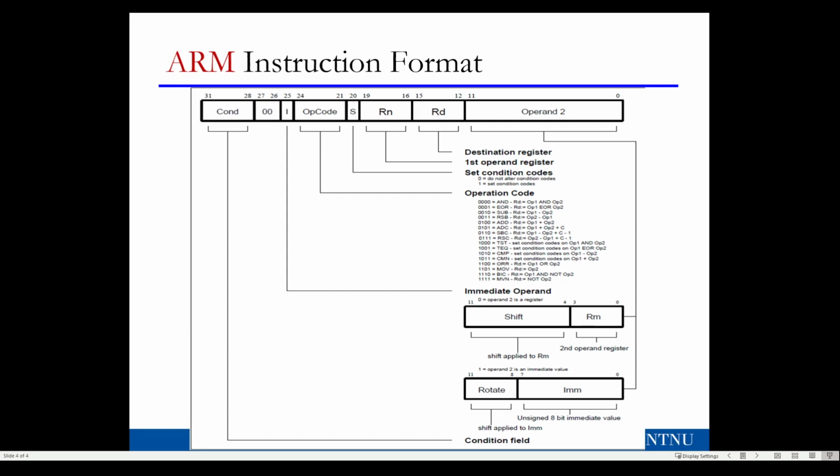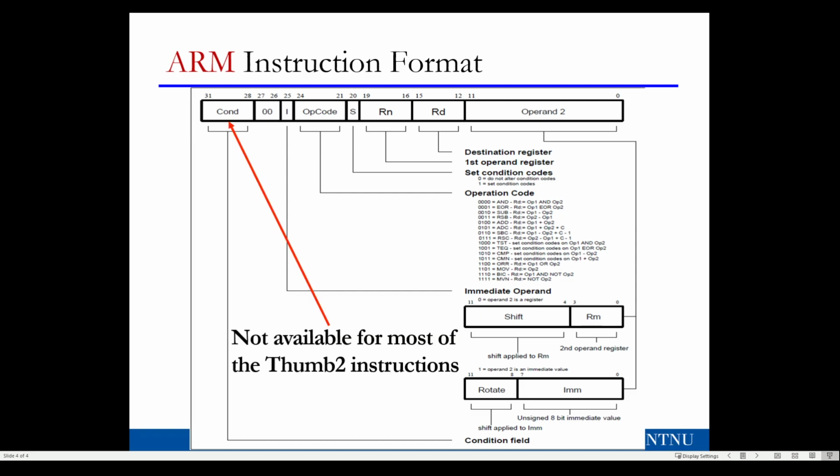The majority of instructions in the ARM ISA can be executed conditionally, which means that only if a particular condition is true do you execute that instruction and do that operation, otherwise you don't do anything. These bits tell which condition should be true for this instruction to execute. Notice that in ARM Thumb2, most of the instructions do not use this field. They are always executed.